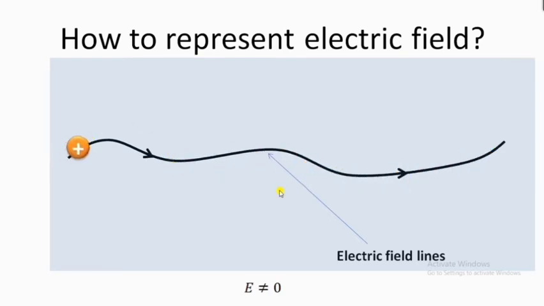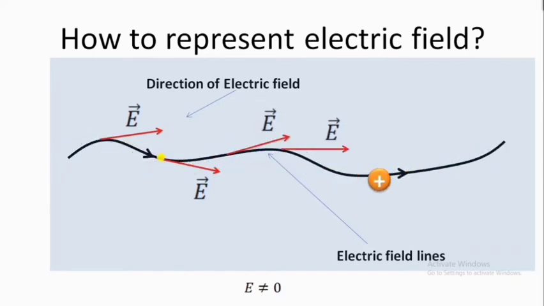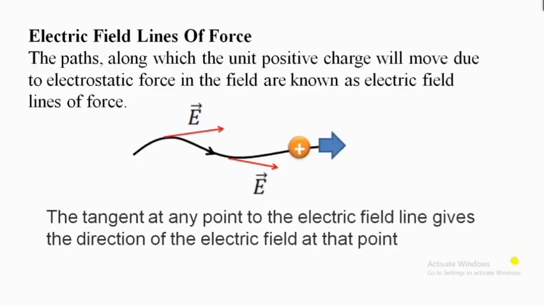So the line in which a free positive charge will move if it is free to do so will be the electric field line. And if we draw a tangent to this path, then we get the direction of electric field at this point. Suppose I want to find the electric field at another point, I'll draw another tangent. Similarly, wherever we want to find the electric field direction, we draw a tangent, and that tangent shows the direction of electric field. So this is the definition of electric field lines of force, and if we draw the tangent, then we get the direction of electric field at that point.